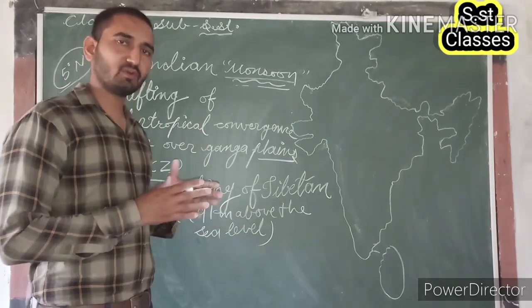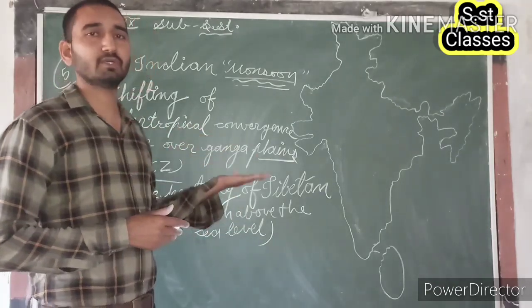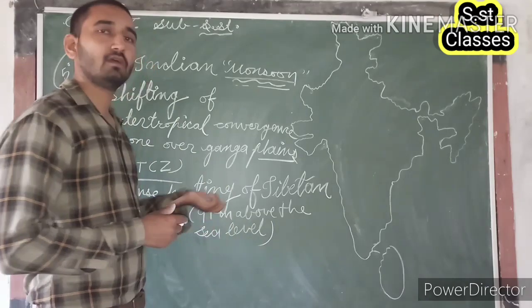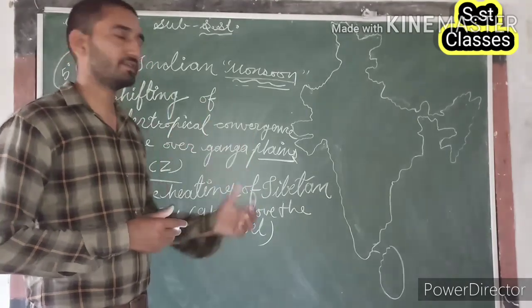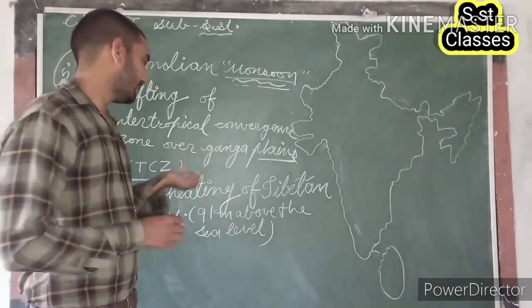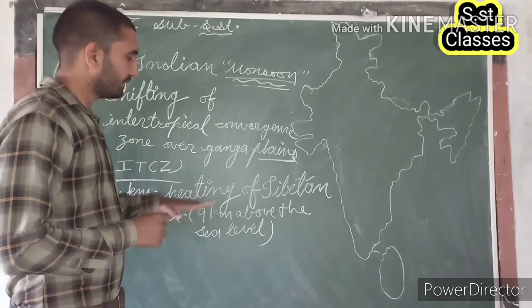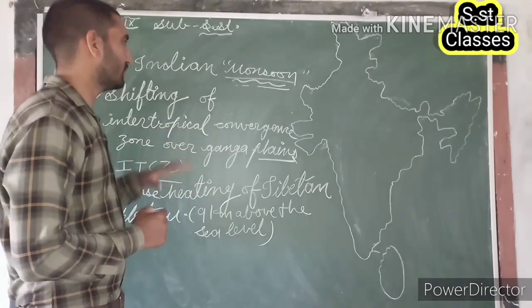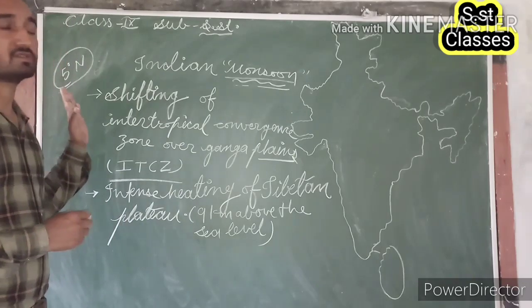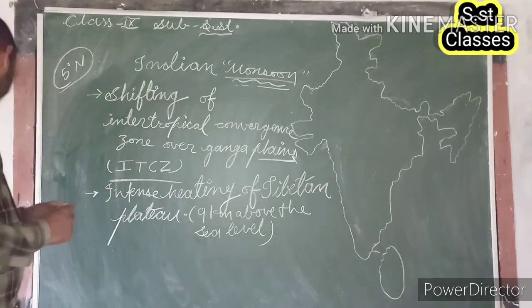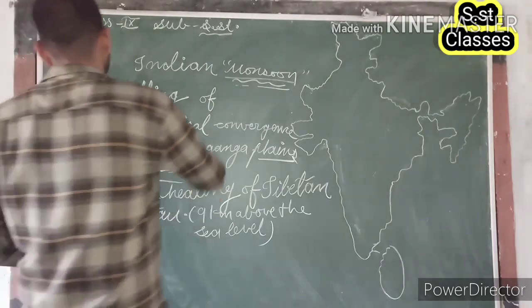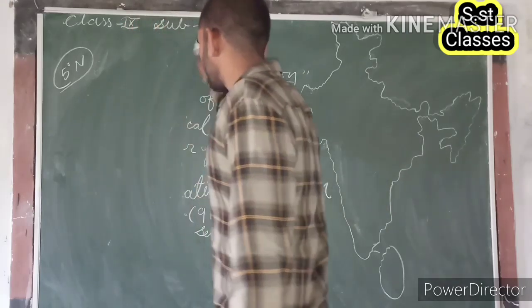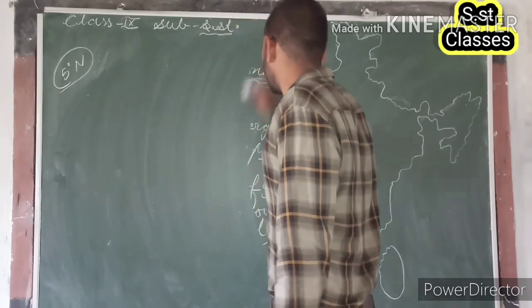Mean to say that at the time of summer season, the Tibetan Plateau receives intense heat, which results in generation of air currents. Means vertical air currents are generated due to the intense heating of Tibetan Plateau, and in this way, nearby 9 kilometers above the sea level, a high pressure zone is created, which is also a responsible factor for seasonal change in the wind direction. Now, along with all these factors, shifting of temperature and pressure zone is also responsible for seasonal change in wind direction.